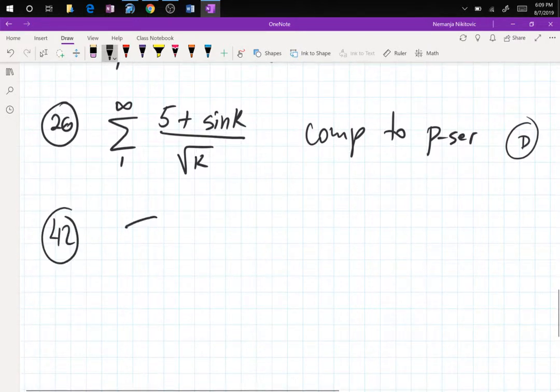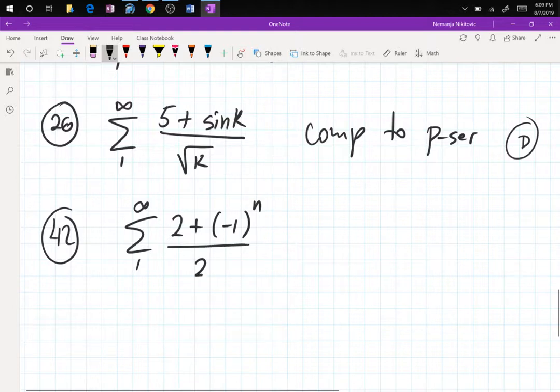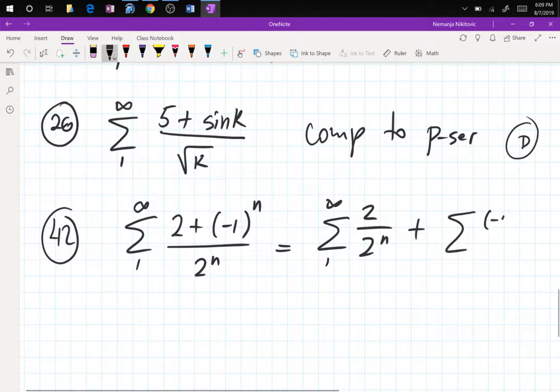that are in a single one, and I can see this being an issue for some not to see something like this. So you have your summation 1 to infinity of 2 plus negative 1 to the n divided by 2 to the n. This breaks into 2 over 2 to the n, 1 to infinity, plus summation of negative 1 to the n over 2 to the n, 1 to infinity.